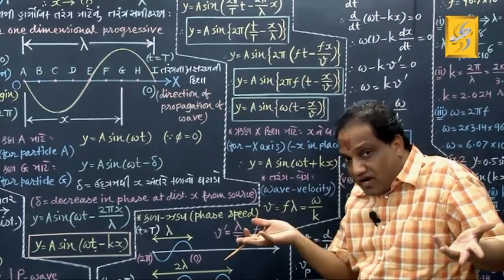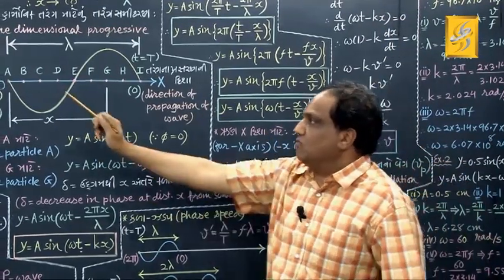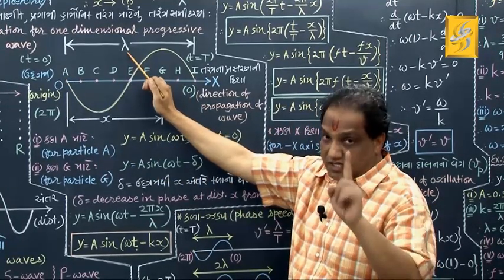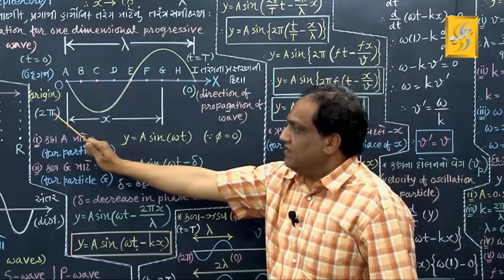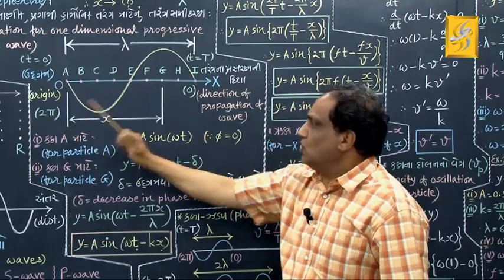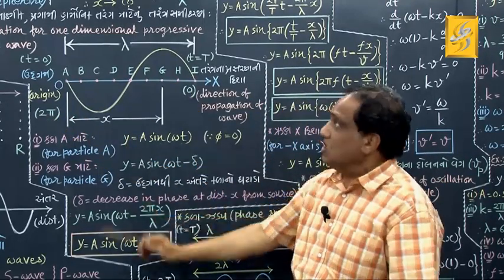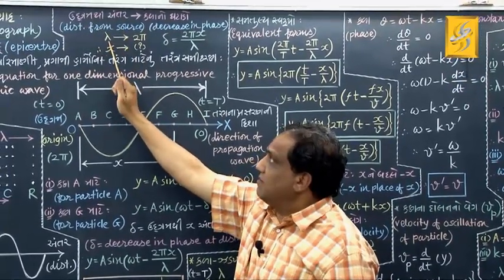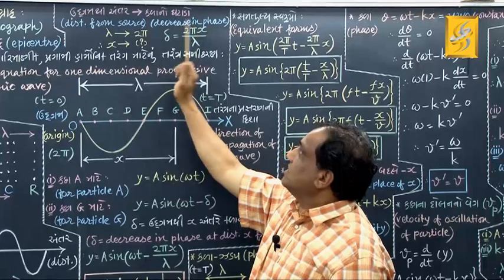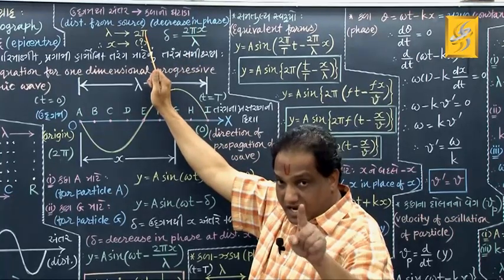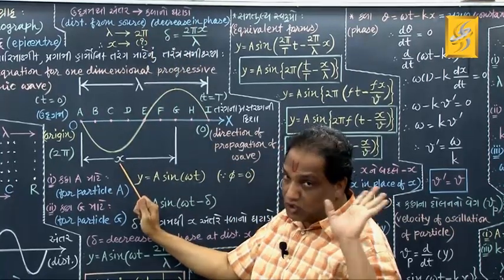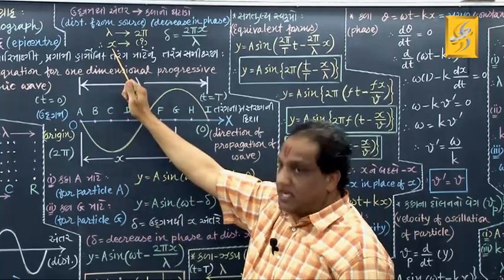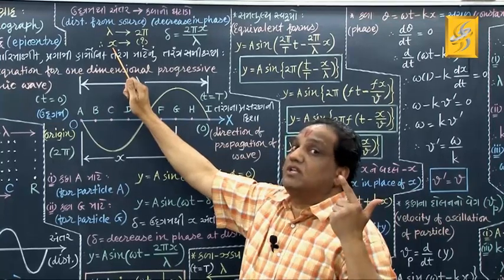How would you find out the value of delta? Very simple. Just move away from the source by distance lambda, and then the decrease in phase you see is 2 pi minus 0, that is 2 pi radian. So when you move lambda distance away from the source, the decrease in phase is 2 pi radian. Then if I move x distance away from the source, what should be the corresponding decrease in phase?